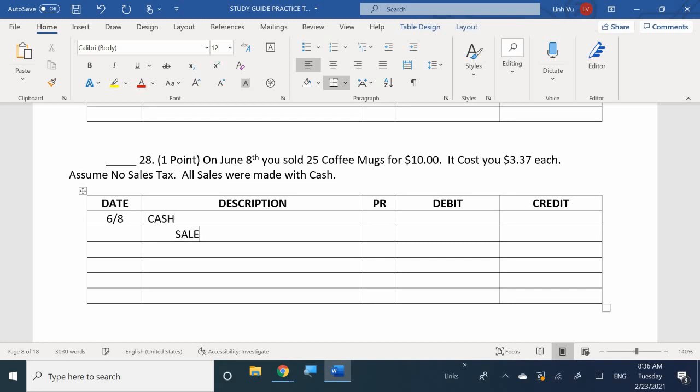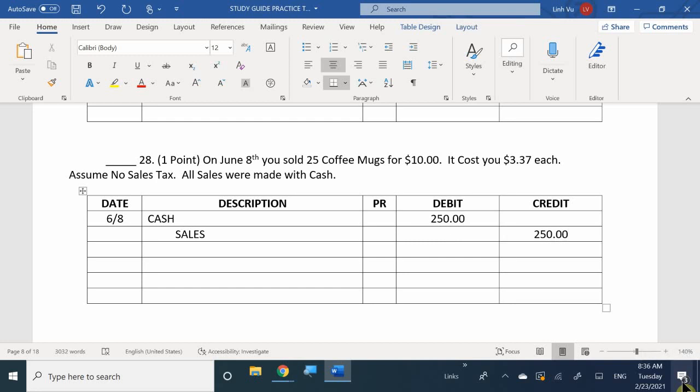Sales. Good. And in this case, there is no sales tax. I mentioned it right here: assume there is no sales tax. So how much cash am I getting? 33.70? How did you get 33.70? No, that is cost of goods sold. The answer is 250. Yes, 250. Right? This is the selling price. This is what we want to sell the mugs for.